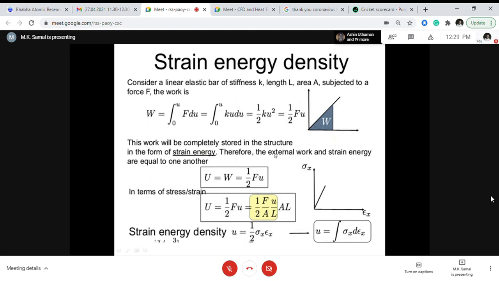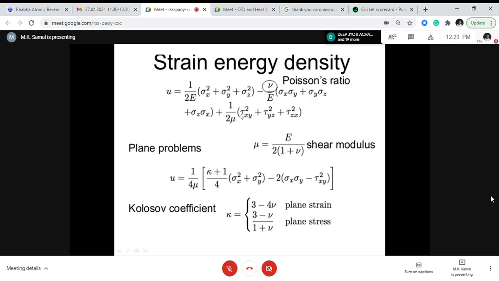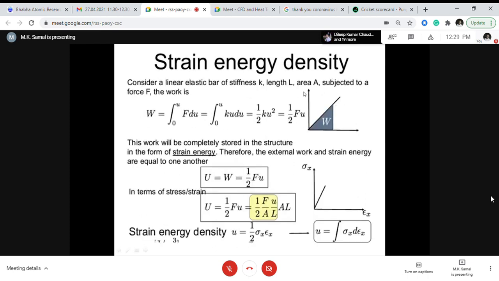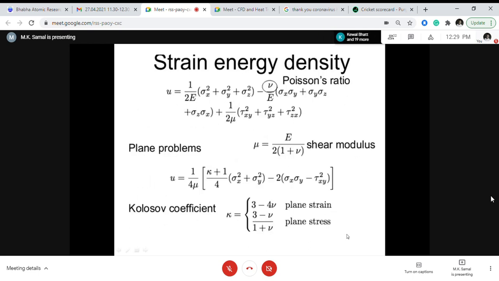Why am I writing this? You already know this from your BTech, but we will be using this concept to calculate G, the energy release rate. This is for a 1D problem, with only one stress and one strain. In a general three-dimensional problem, where we have sigma x, sigma y, sigma z, and the shear stresses tau, the strain energy density is given by an expression you already know.